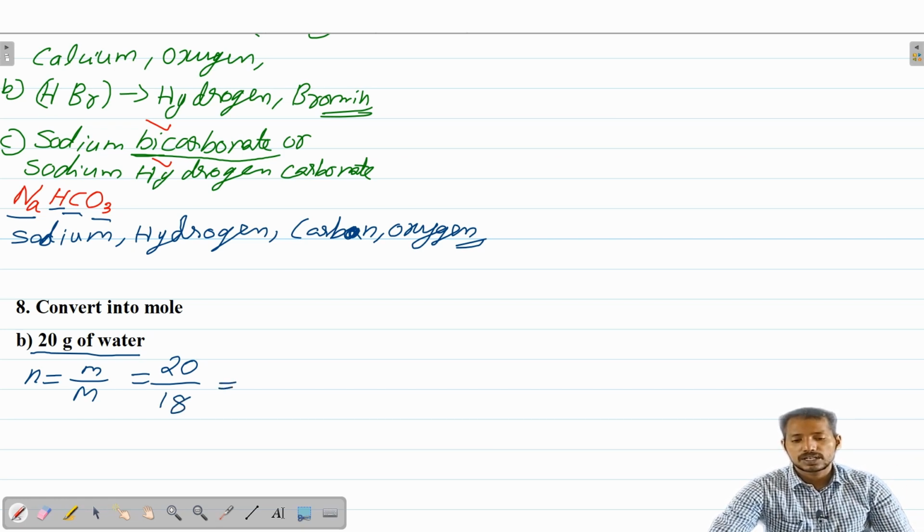Okay, 20 divided by 18, we can simplify, that is 10 divided by 9. 10 divided by 9 is equal to 1.11, etc. It has no terminating decimal expansion, so 1.11 is enough. I just write two numbers after the decimal point. Okay, so this is the answer.